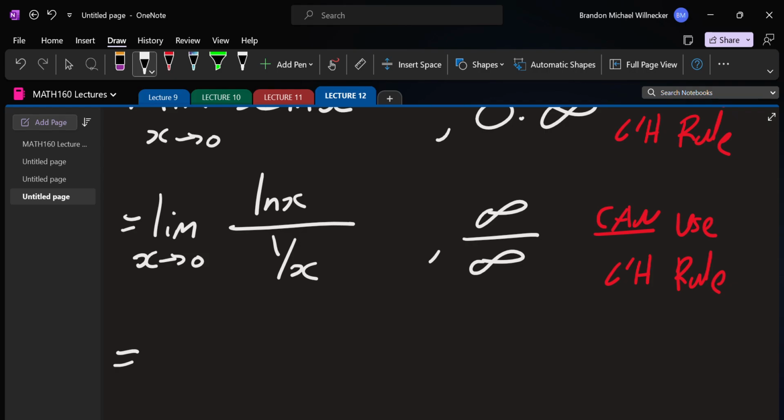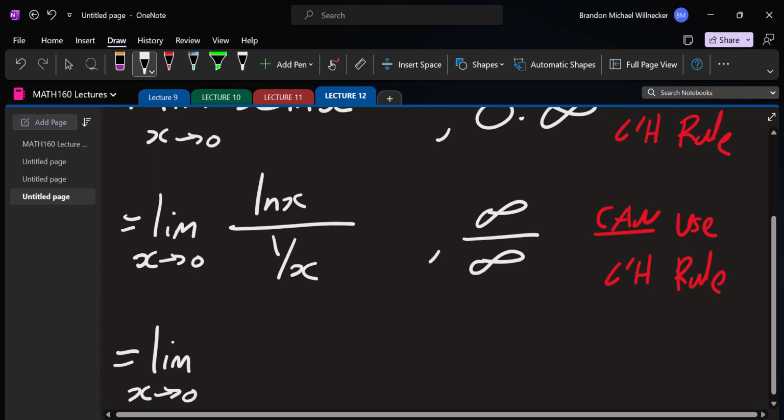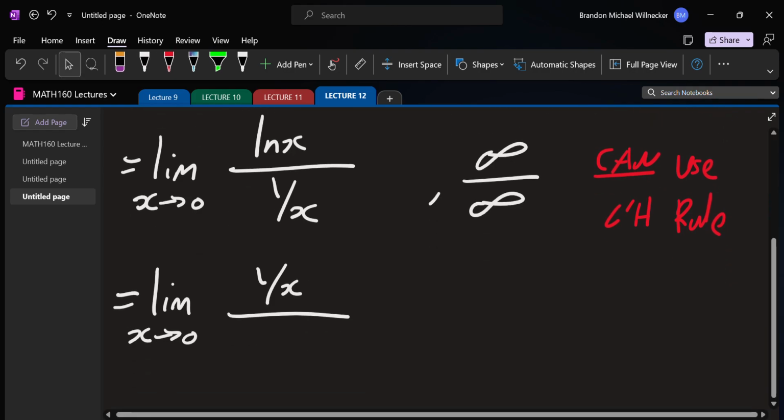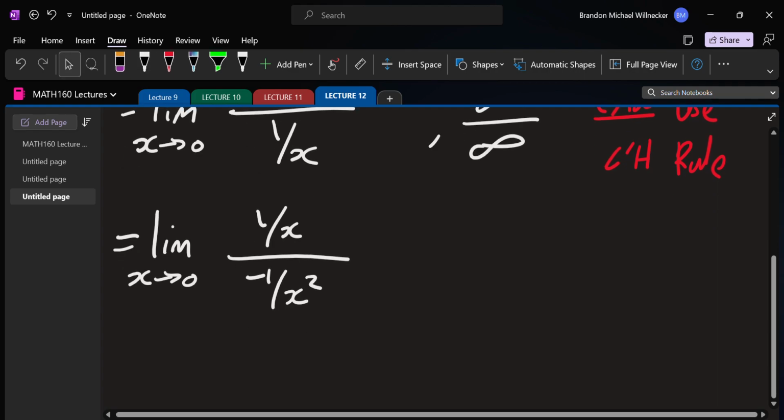Okay, but now we can use L'Hopital's rule. Let's do that. We take the derivative of the top and the derivative of the bottom. So we have the limit as x goes to 0. The derivative of the top is just going to be 1 over x. Derivative of the bottom, minus 1 over x squared.